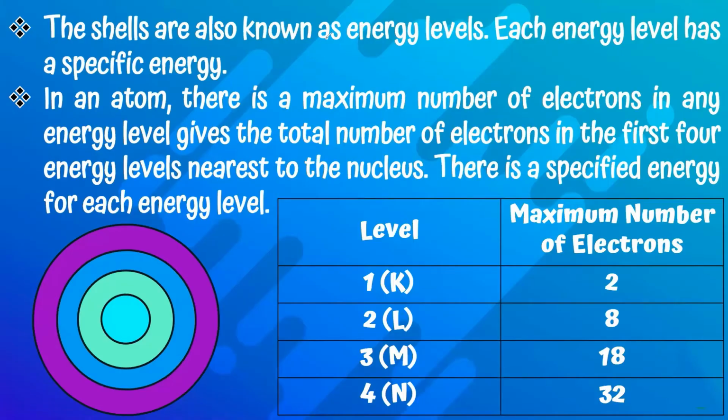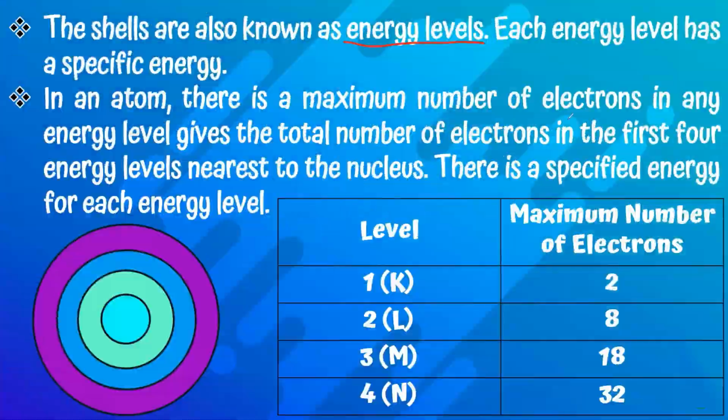The shells are also known as energy levels. Each energy level has a specific energy. The shells or different paths revolving around the nucleus are also known as energy levels. Shells can also be called energy levels. Each energy level has a specific energy.